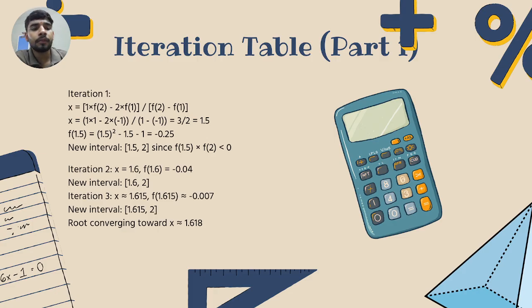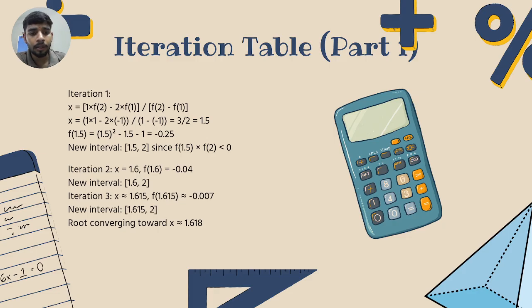Now, the iteration table. We come to iteration 1. Here we put the values of a and b, and in the function we also put the values of a and b. Now solving the first iteration, we get the value of x. Now we put the value of x in the function and get the result. If the result is negative, then we change the value of a, and if the result is positive, then we change the value of b.